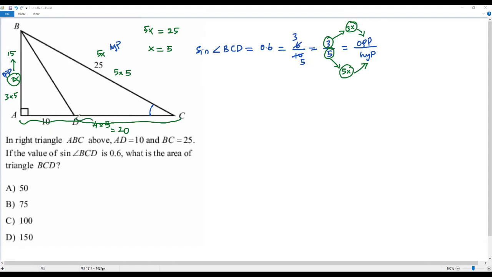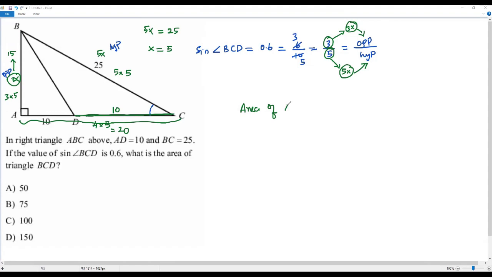Then what is the length of this DC? To get the length of this DC, we have to subtract the length of AD, 10, from the total length AC, 20. When I subtract this 10 from this 20, I am getting 10 as the length of this side CD of this triangle BCD. So for this triangle BCD, I got the base, that is 10, and already I got the height, that is 15. Now let's get the area of triangle BCD.